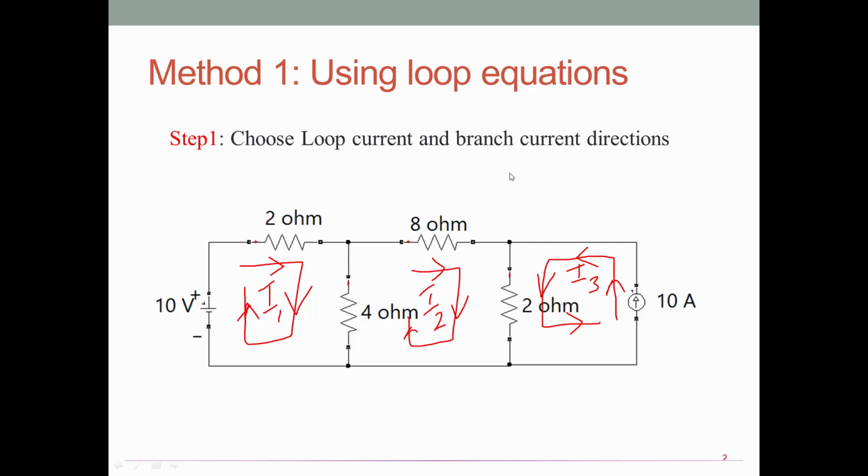Now let us discuss the branch current direction. Considering 2 ohm, only I1 loop current is flowing. So you can say simply I1 is a branch current. Considering 8 ohm, once again I2 is the loop current alone flowing. You can consider it as I2.